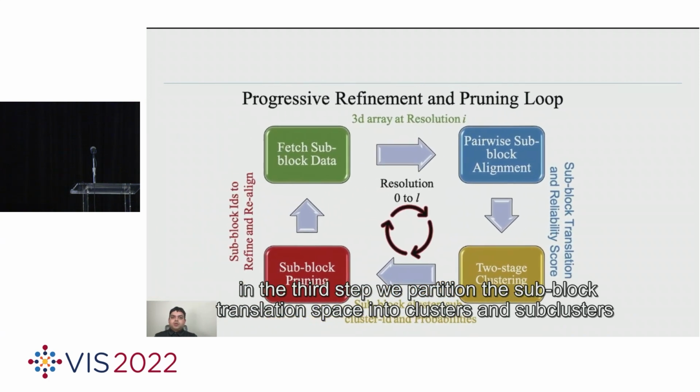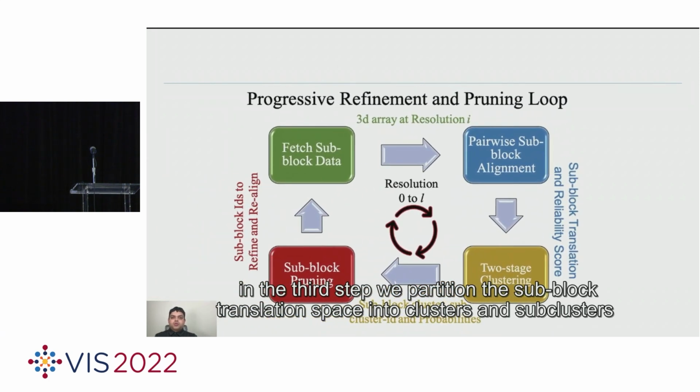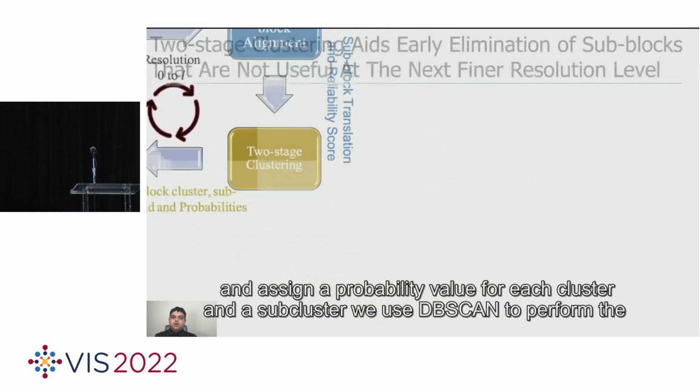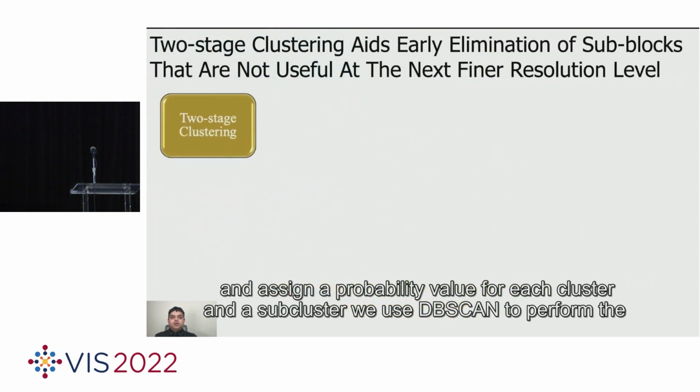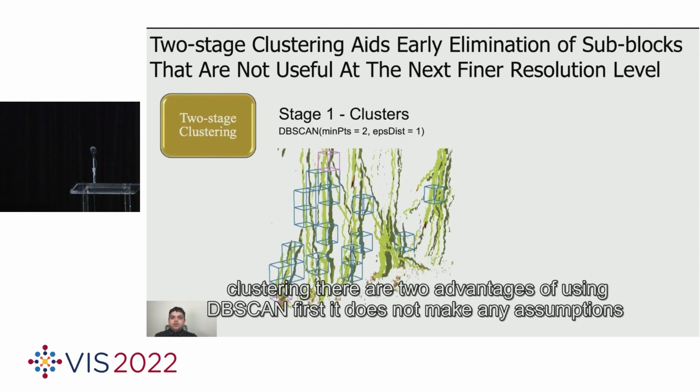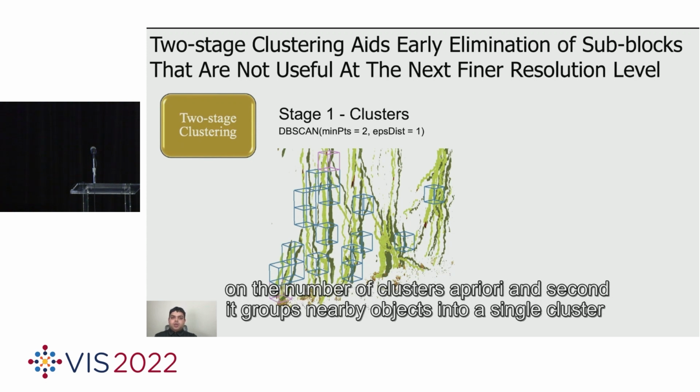In the third step, we partition the subblock translation space into clusters and subclusters and assign a probability value for each cluster and subcluster. We use DBSCAN to perform the clustering. There are two advantages of using DBSCAN. First, it does not make any assumptions on the number of clusters a priori. And second, it groups nearby objects into a single cluster.